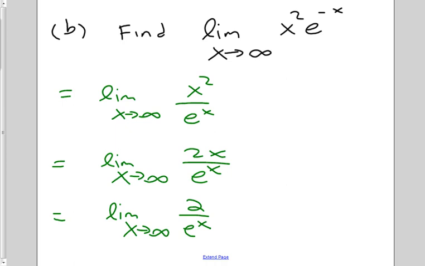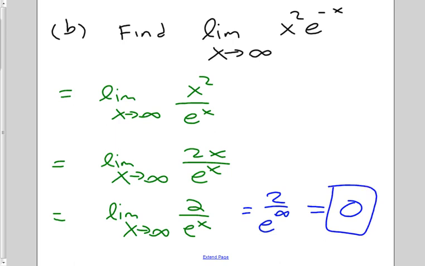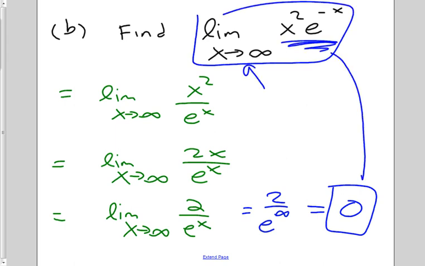Now, if I were to use direct substitution, I would get 2 over e to the infinity, which is 2 over a really, really, really big number. So this is 0. So as x approaches infinity, my function is approaching 0. So take some time to reflect on this. Maybe go back, watch it again, and we'll hit some problems.